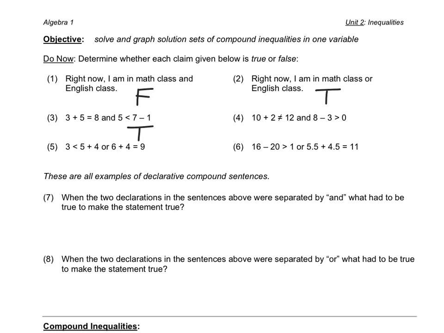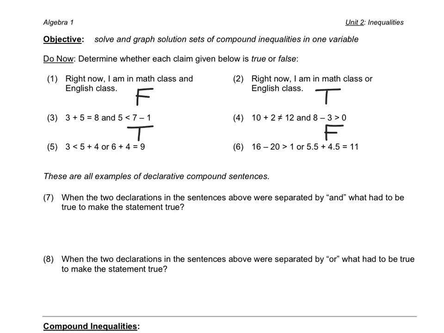All right, 10 plus 2 is not equal to 12, and 8 minus 3 is greater than 0. So one part's false, one part's true. So it's false. So it's going to be false. All right, so first part false, second part true.